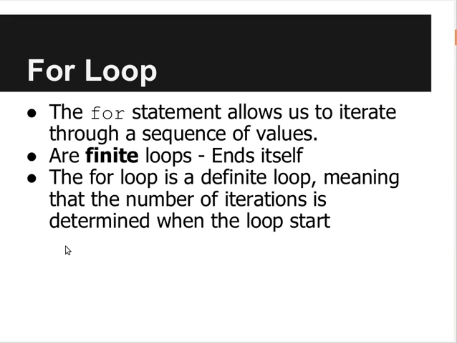So the first looping construct we're going to look at here is the for loop. The for loop statement allows you to iterate through a sequence of values, and as you're going through that sequence, it executes a body of code along with it. Now, because it goes through a set sequence, it has a finite property to it, right? You tell it how many times you want it to run, and then it ends.